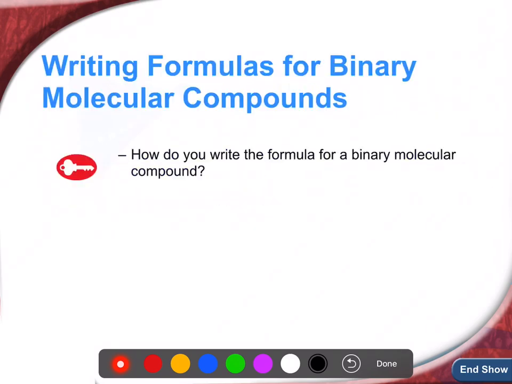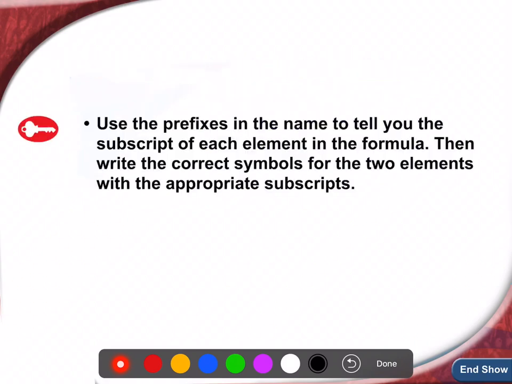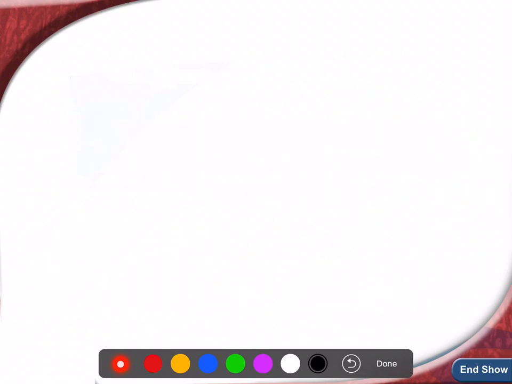So writing the formulas, all you have to do is look at the prefixes to know how many of each element there are. As long as you use the proper symbol and you get your numbers right, this is the easiest kind of writing molecules. So in this case, you have 2 nitrogens, 5 oxygens. That would be dinitrogen pentoxide.